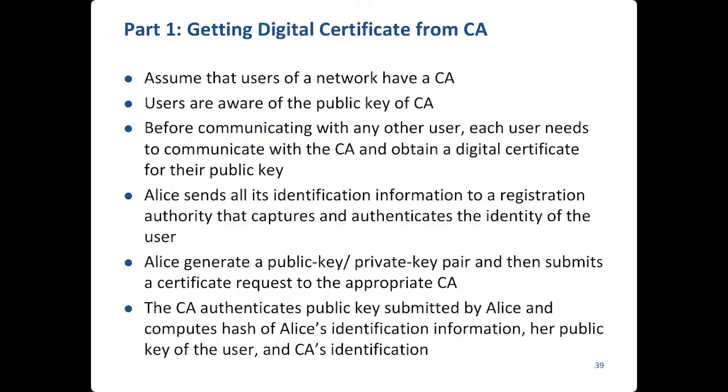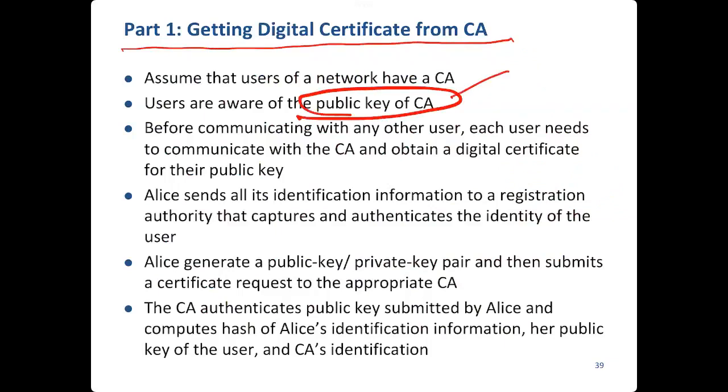Okay, so first thing is Alice has to get a digital certificate from the CA. Okay, users are aware of the public key of the CA. This is an assumption that both Alice and Bob know the public key of the CA. So the PK of the CA is known to everyone, assuming that there is only one CA in that area.